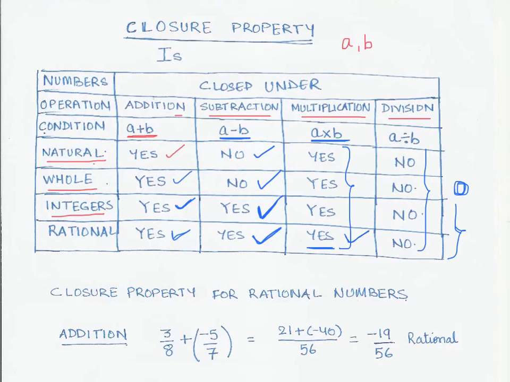Okay, so in the next video we will try to prove the closure property for the rational numbers. That is, we will look at trying to prove the statements that we have made over here about addition, subtraction, multiplication and division of rational numbers.